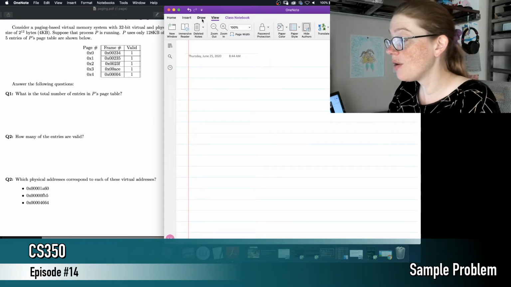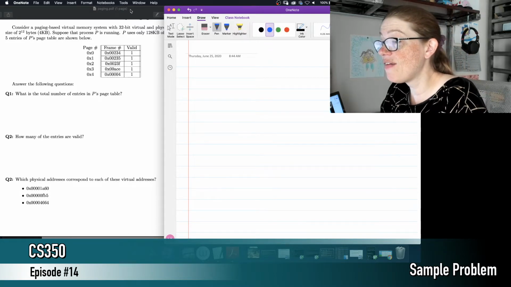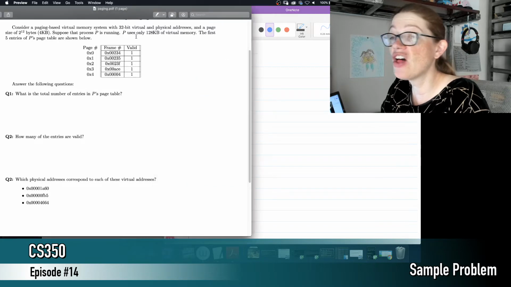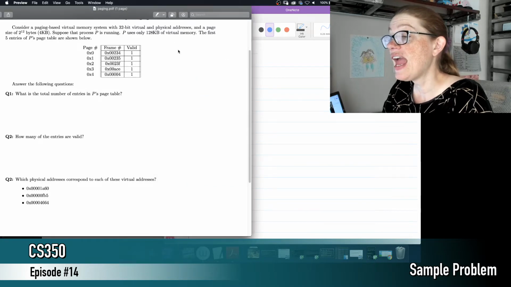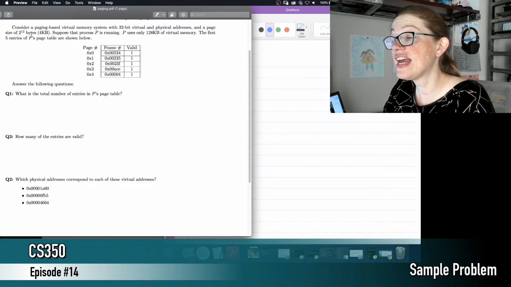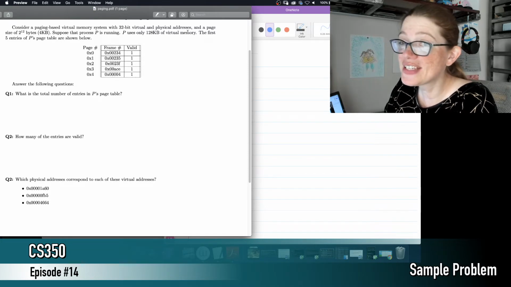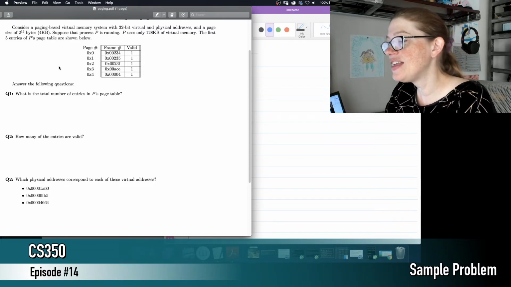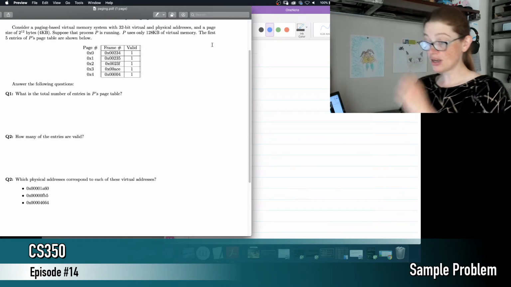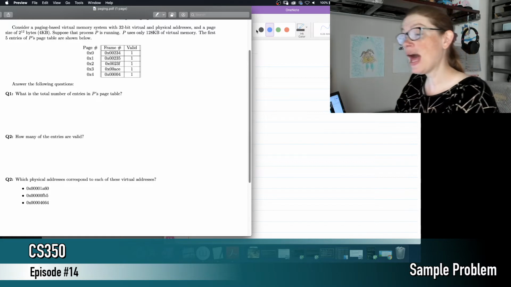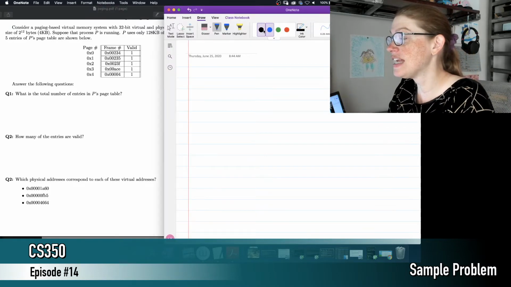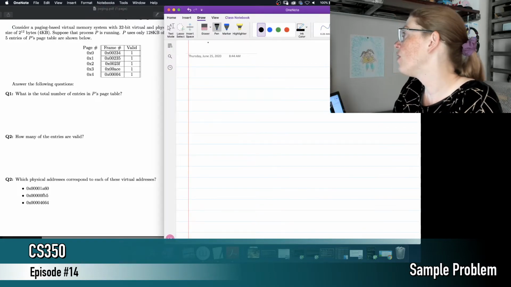All right, so what we've got here is 32-bit physical and virtual addresses, and our page size is the standard 4 kilobytes. And we're saying that a process P is running, but P only uses 128 kilobytes of virtual memory contiguously allocated. And we've shown the first 5 entries of P's page table below. So the first question is, what is the total number of entries in P's page table?